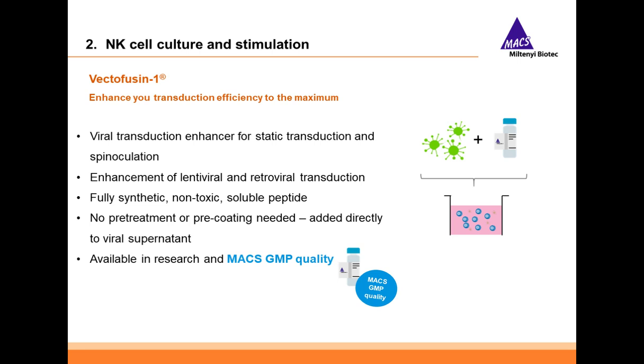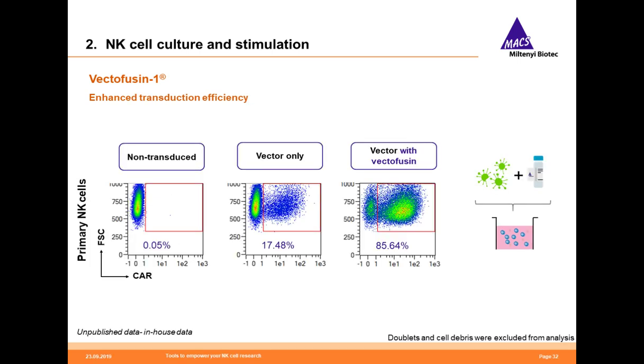Chemically, it is a fully synthetic soluble peptide that is non-toxic, enabling higher transduction levels with low amounts of retroviral or lentiviral vector. It is very easy to use. You just premix your virus with the Vectofuscin, incubate 10 minutes, and then add it to your NK cells. The most important thing is that you can have this reagent in GMP quality when you translate this into your large-scale manufacturing.